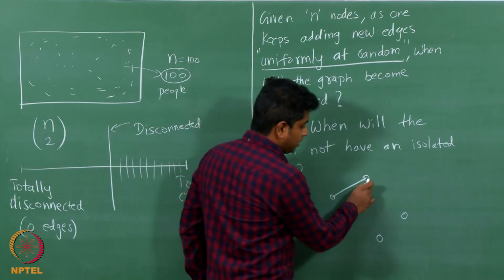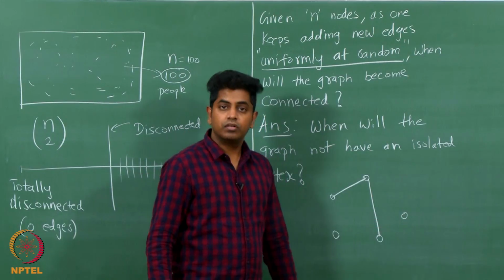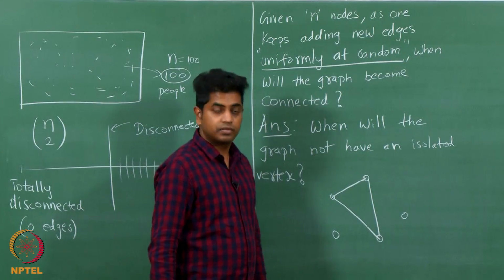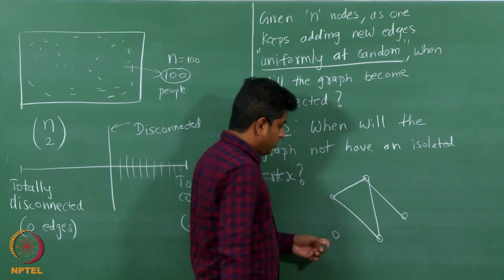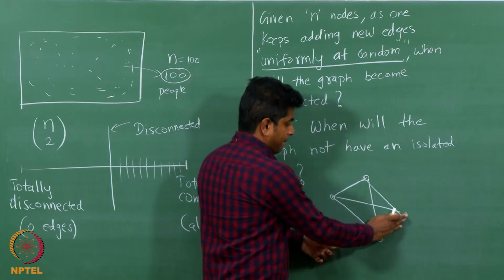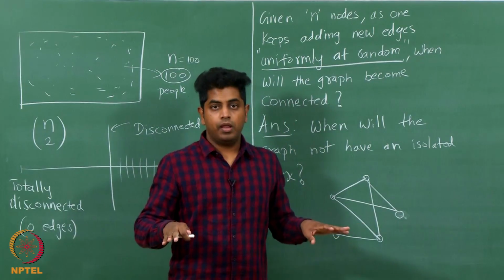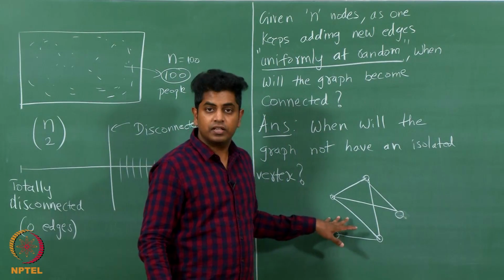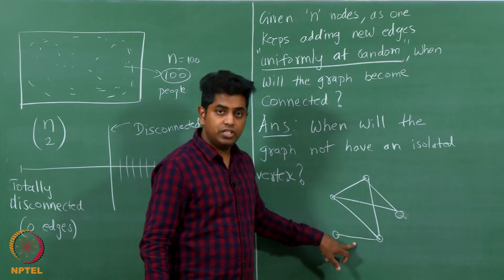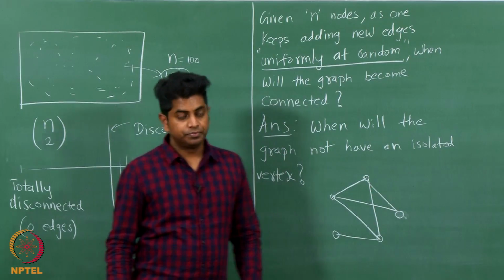Now I will put another edge, let us say this. There are 2 isolated vertices now, still 2 isolated vertices, only one isolated vertex, only one, none. There are no isolated vertices right now, correct? After putting 1, 2, 3, 4, 5, 6 edges, isolated vertices came to an end.